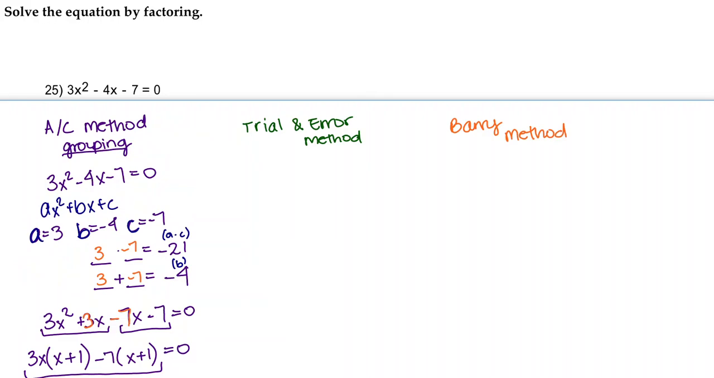Secondly, for the trial and error method, which is also very closely related to the AC method, we're going to start off by writing our equation as well. So 3x squared minus 4x minus 7 equals 0. And then we're going to look at factors of 3 and factors of -7. So factors of the A and factors of the C. So here we have 3 and 1, and here for -7, we have 1 and -7 and -1 and +7.